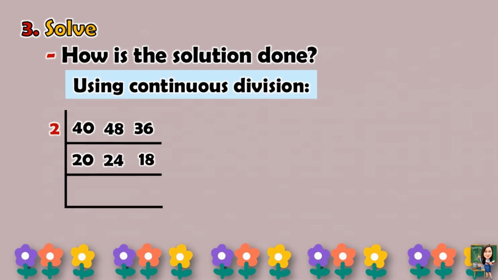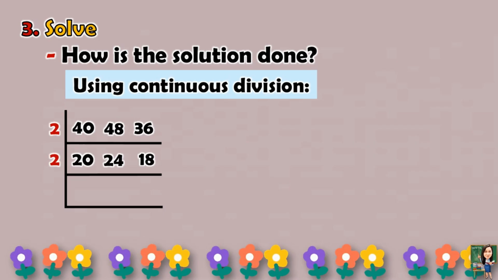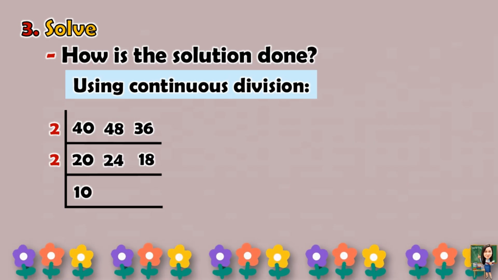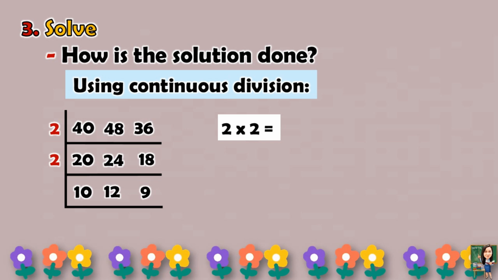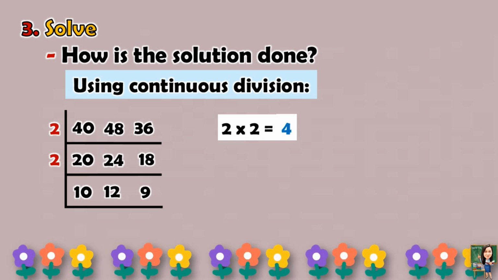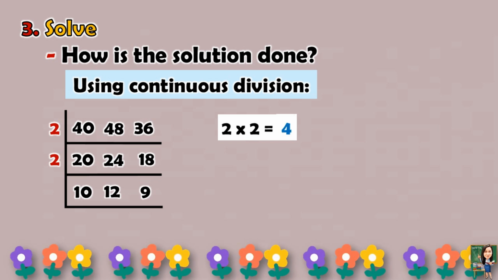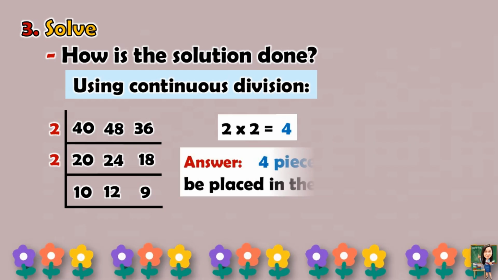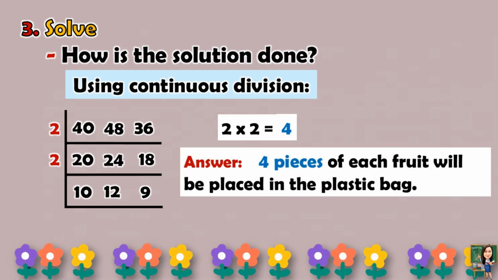20, 24, and 18 are divisible by 2. 20 divided by 2 is 10. 24 divided by 2 is 12. 18 divided by 2 is 9. The factor is 2 times 2 equals 4. The GCF is 4. Answer: 4 pieces of each fruit will be placed in the plastic bag.